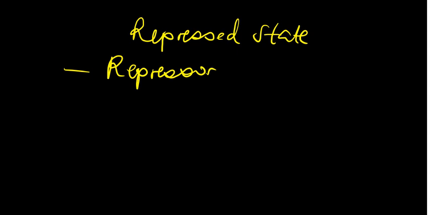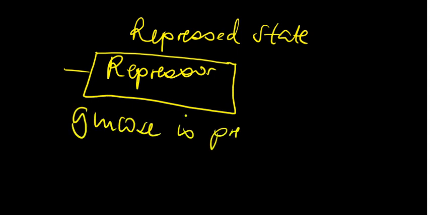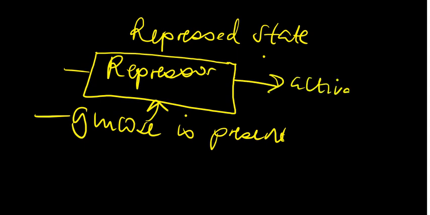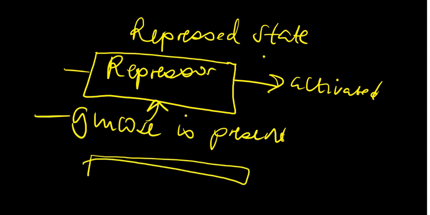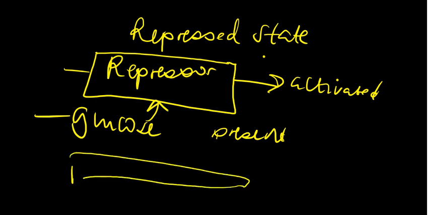Now in this case, in the repressed state, where you have the repressor, it means glucose is present. So when glucose is present, it means glucose goes to bind on the repressor site and it gets activated. When it gets activated, it means this repressor molecule, sorry, don't mind the drawing.